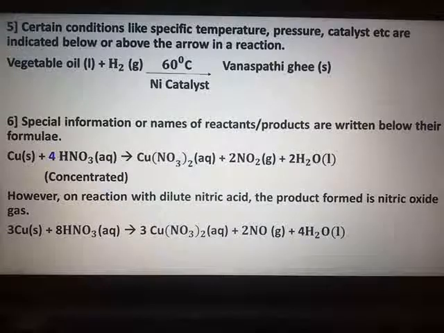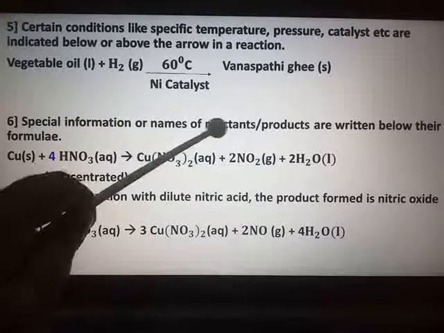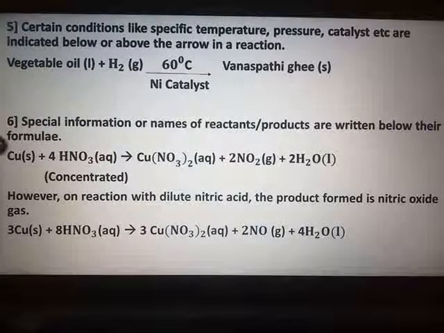And last, special information or names of the reactants or products are written below their formulae. So here the nitric acid, that is HNO3, is taken in the concentrated form. Here HNO3 is taken in the dilute form. So that information you are going to mention below the reaction. These are the different steps which have to be involved in writing a chemical equation. You cannot write a chemical equation randomly.